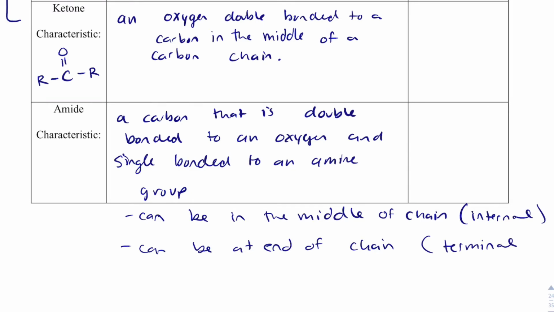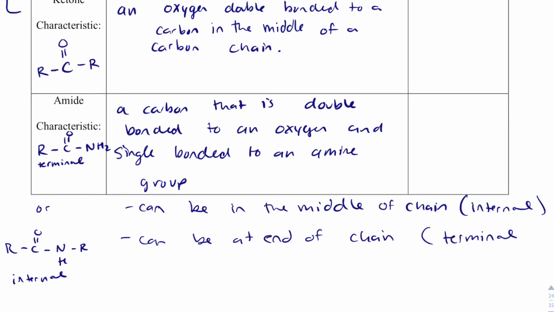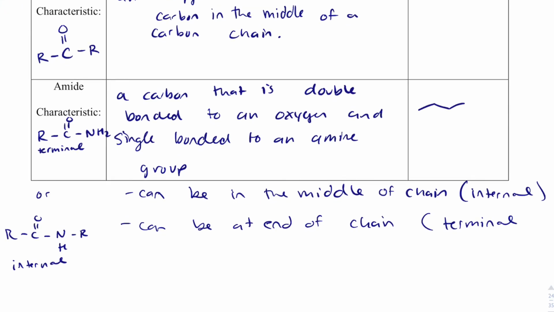So we might get something like this, RC and then NH2. This would be a terminal. Or we could get RC, NH, and then another R. And this would be an internal. So, whatever you want to draw here. And if you've taken a biology class, an amide is going to come up with peptide bonds with proteins.